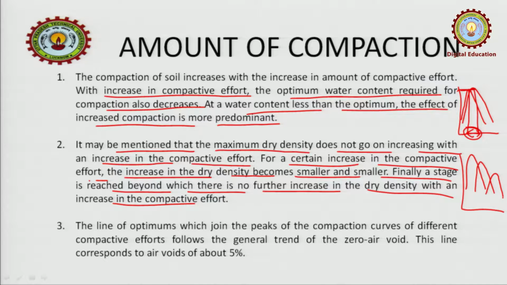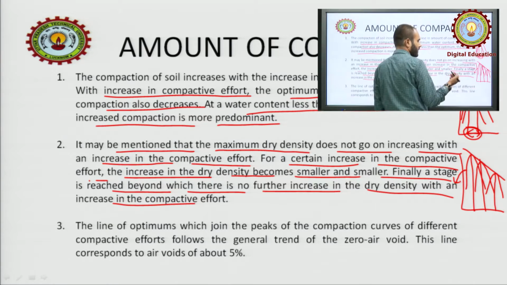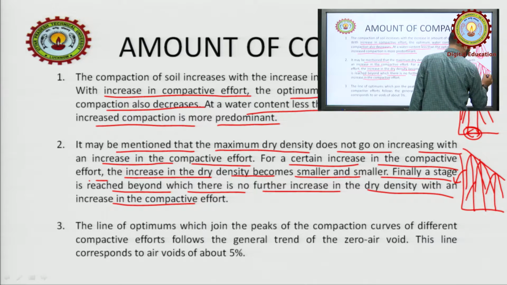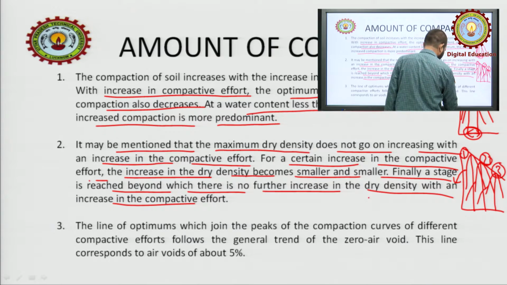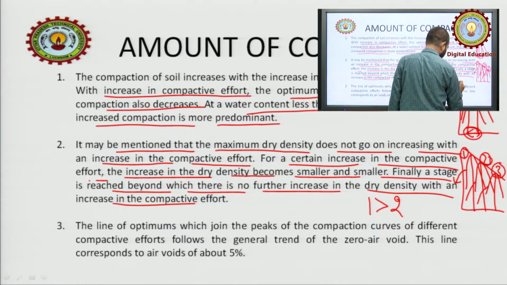Okay. It will look like this. You can see dry density is decreasing, OMC is increasing. From this diagram you must understand that the first graph is for the highest compactive effort, then the second graph, then the third one. If I number them 1, 2, 3, then according to compactive effort this is the highest, then this, then this.